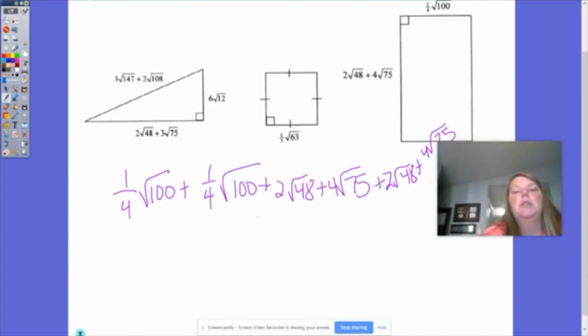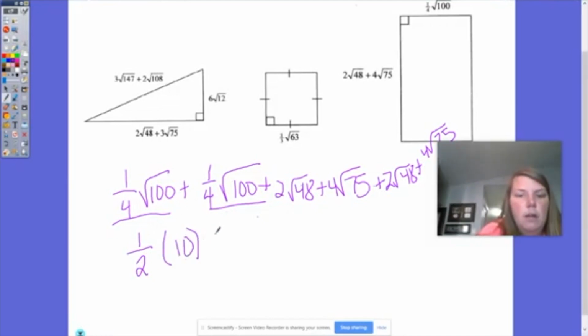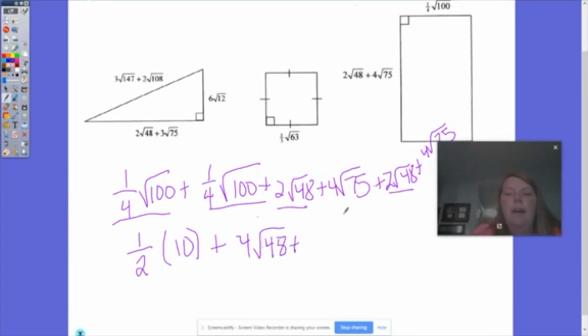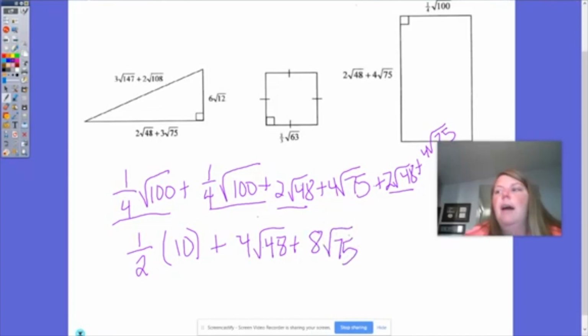So the first thing I'm going to go ahead and do is combine like terms. So I can combine these and these. 1/4 and 1/4 would give me 1/2. And actually the square root of 100 simplifies to just 10. Plus 2 square roots of 48 plus 2 square roots of 48 would be 4 times the square root of 48. Plus 4 square root of 75 plus 4 square root of 75 would be 8 times the square root of 75. So that's so far. And then we want to do the best we can to simplify this. So 1/2 times 10 would just give me 5.